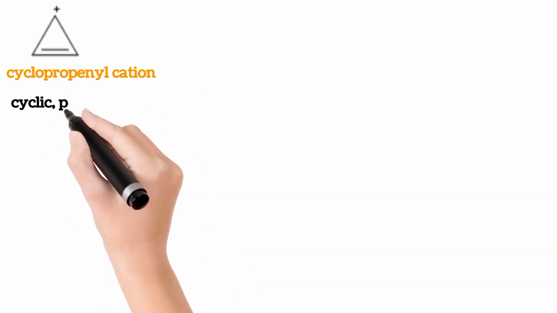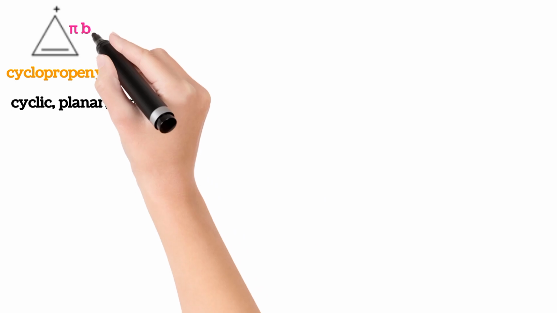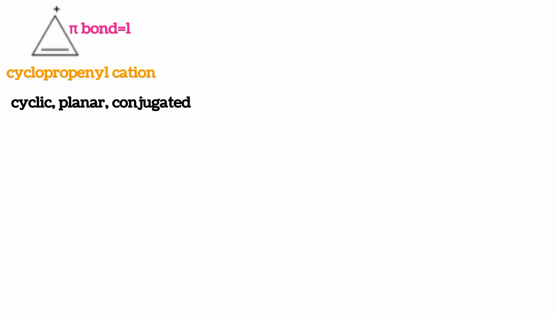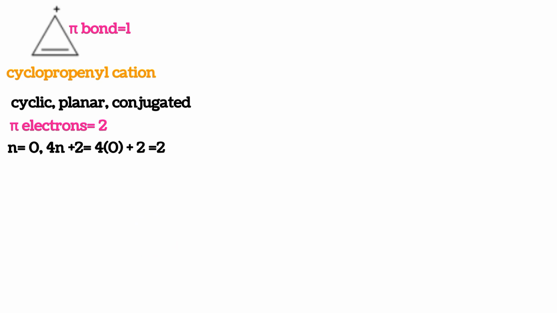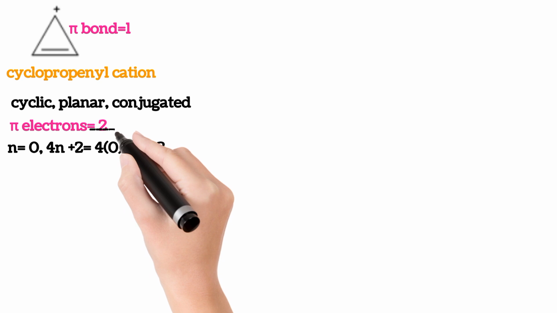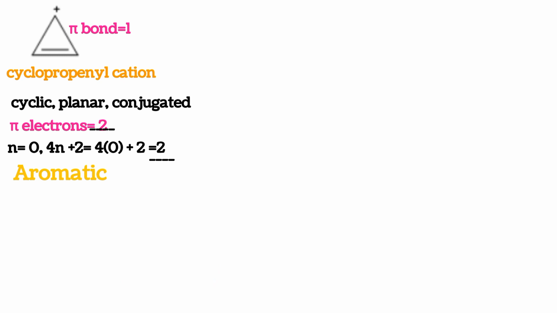Let's look at cyclopropenyl cation. It is cyclic. It is planar because the carbons are sp2 hybridized, and it's conjugated. The number of pi bonds is equal to 1 because we have 1 double bond there. That means the number of pi electrons will be equal to what? 2. So if n is equal to 0, 4n plus 2 will be equal to 4 into 0 plus 2, and the 4n plus 2 electrons will be 2. So the number of pi electrons is equal to 4n plus 2 pi electrons. Therefore, it is aromatic.